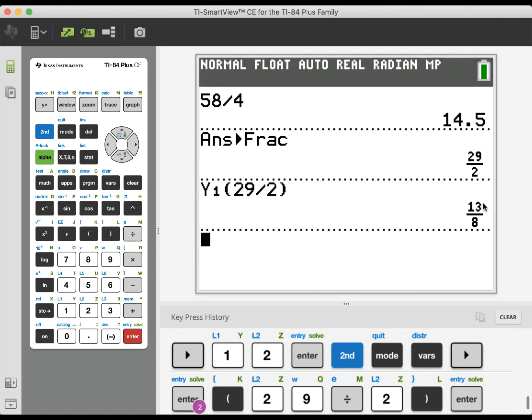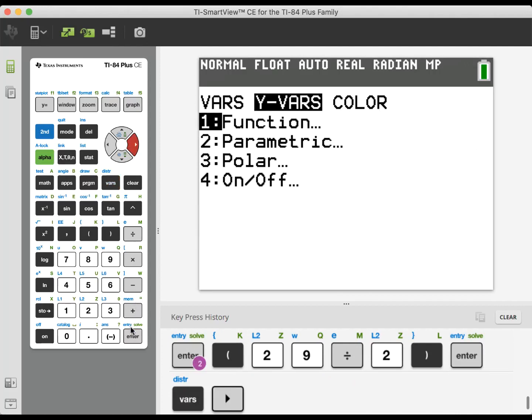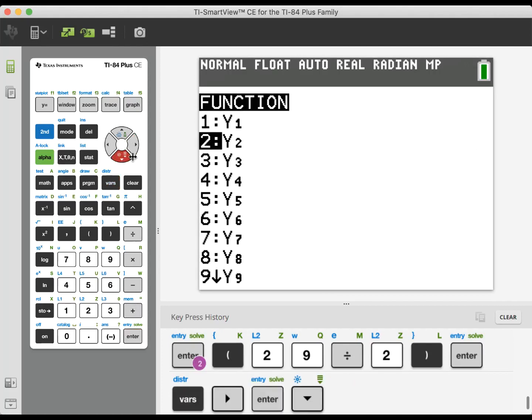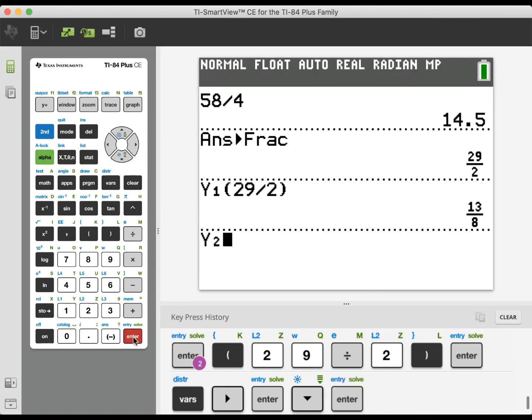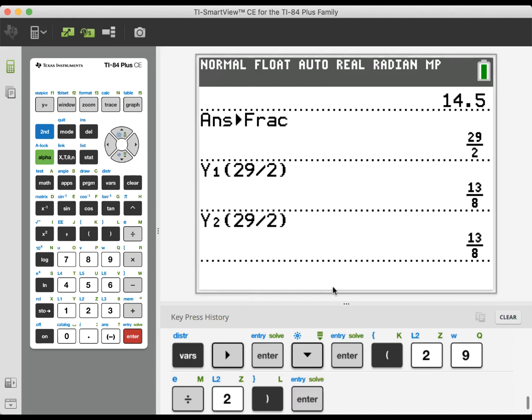Notice that it tells us 13 over 8. Let's do the vars right 1, enter. But this time go down one more to y2, and then parentheses 29 over 2. And basically what this is doing is saying that I'm replacing the x with 29 over 2. And notice that it gives us 13 over 8. So the left-hand side is 13 over 8, the right-hand side is 13 over 8, which means the left-hand side equals the right-hand side, which means that 29 over 2 is in fact the solution.